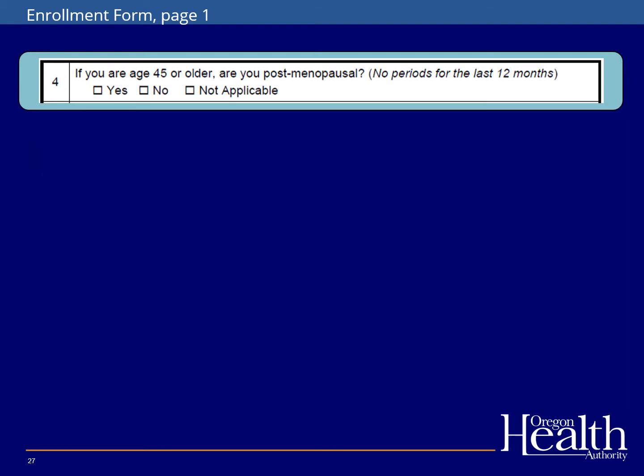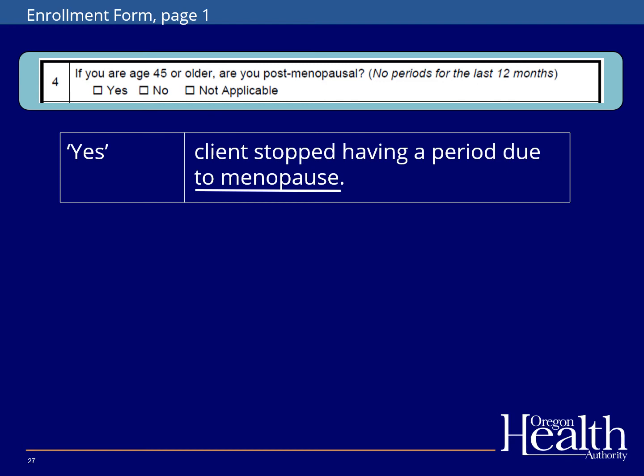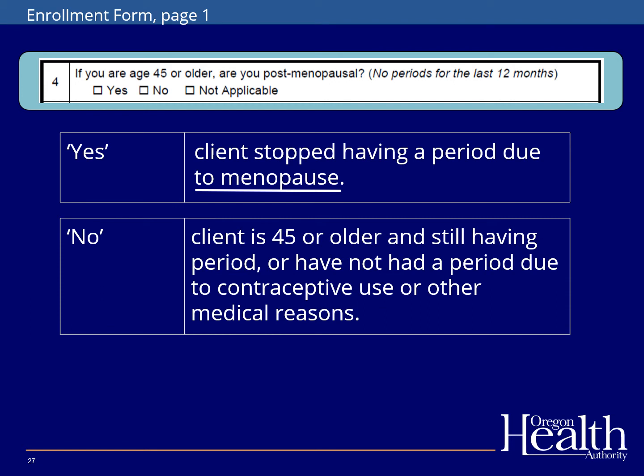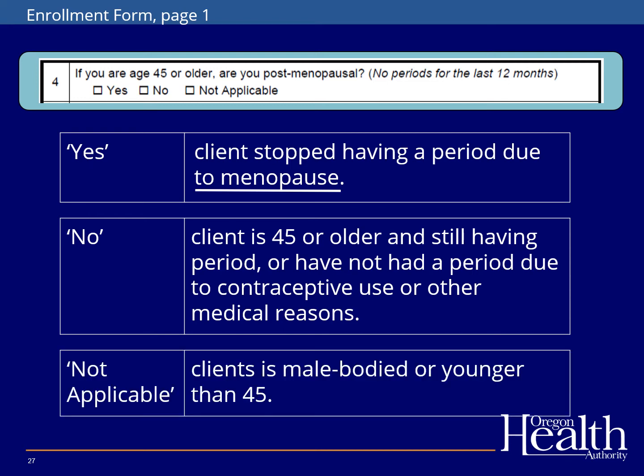Question 4 asks if the client is postmenopausal. A client should check yes if they have stopped having a period due to menopause. If they are 45 or older and still getting their period, or if they stopped getting it because of contraceptives or other medical reasons, they should check no. And they should check not applicable if they are male-bodied or younger than 45.